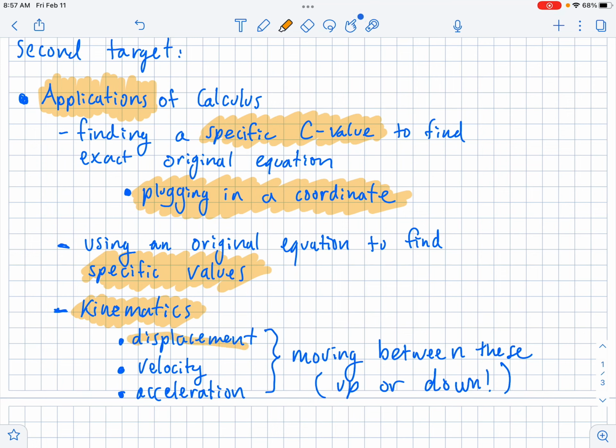Remember that the OG function is the displacement function, then the derivative of that is velocity, and the derivative of that is acceleration. We're still doing the same kinematics we've always done, but now you guys are able to move not just downward on this little ladder here. You're not just going down from displacement to velocity to acceleration, but now that you can integrate, you can also go up any of these. Like if I gave you velocity, you could move up to find displacement using an antiderivative.